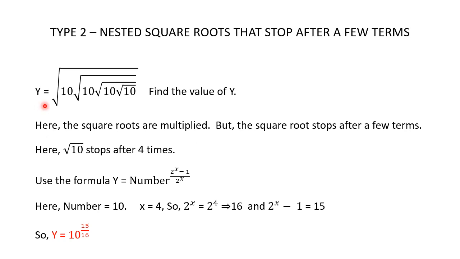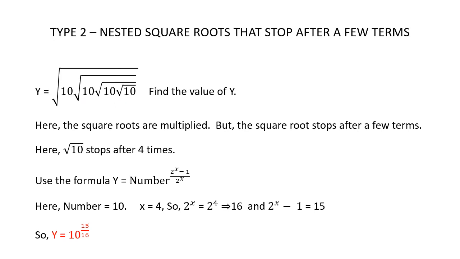Y is equal to square root of 10 multiplied by square root of 10 multiplied by square root of 10 multiplied by square root of 10. Find the value of y. Here the square roots are multiplied, but the square roots stop after a few terms. That is, here the square root of 10 stops after 4 times.